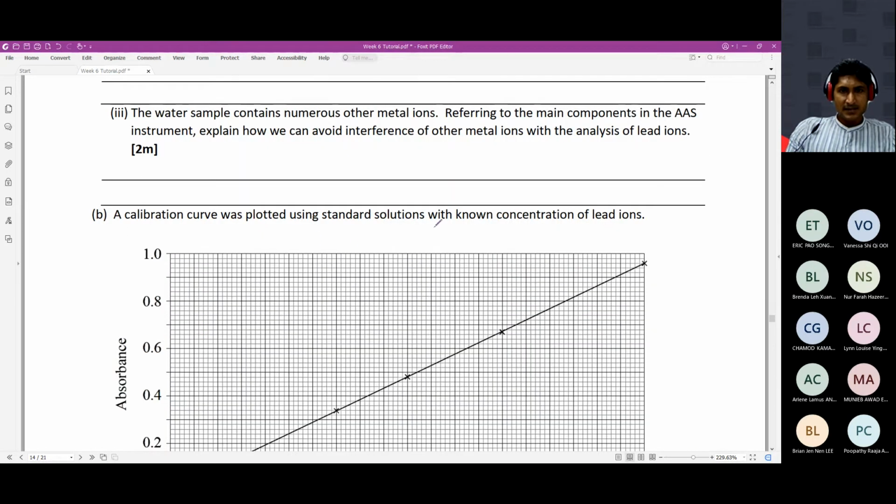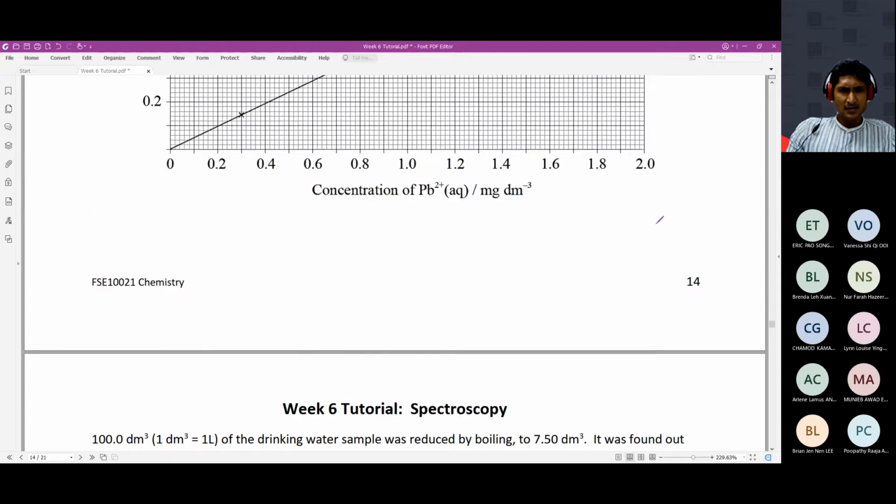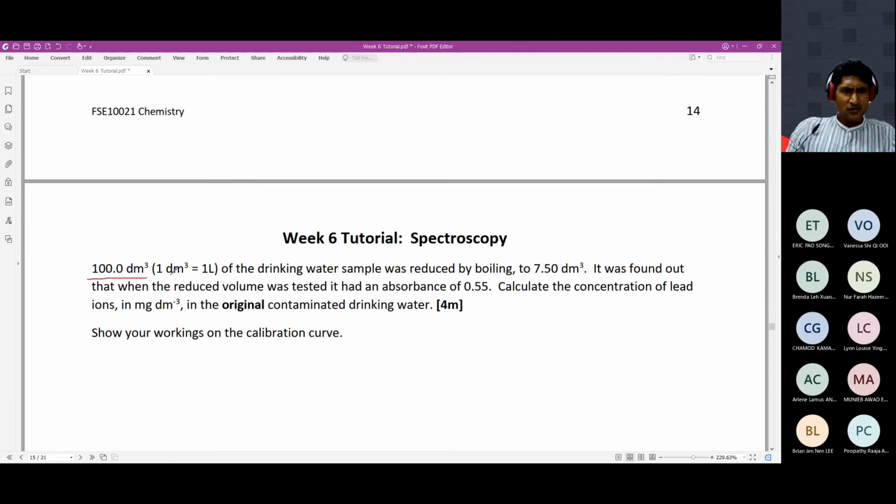All right, so this is the same thing. The calibration curve was plotted against the standard solutions with known concentrations of lead ion, and then you know what to do. 100 decimeter cube is 1 liter, yeah? So after you find the absorbance at 0.55 and this 100 decimeter cube, every time we have seen that it is diluted, right? But this time it has been boiled down to 7.5. That means, what have we done here? Can anybody tell me? What actually happens from 100 decimeter cube to 7.5 decimeter cube?